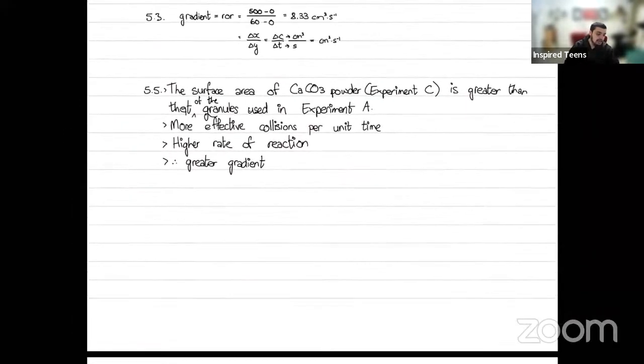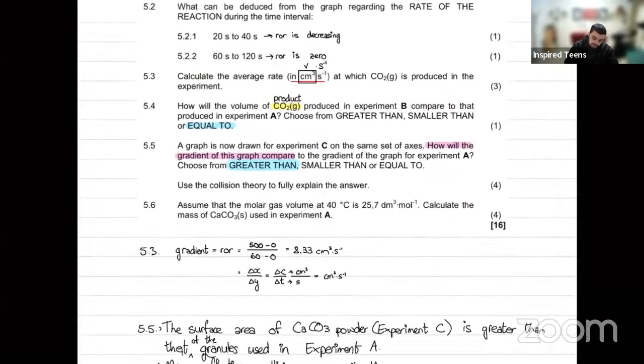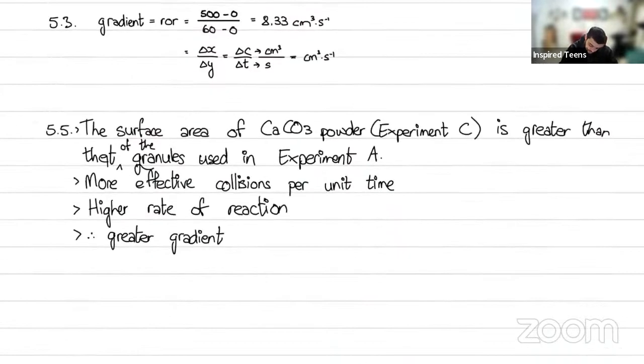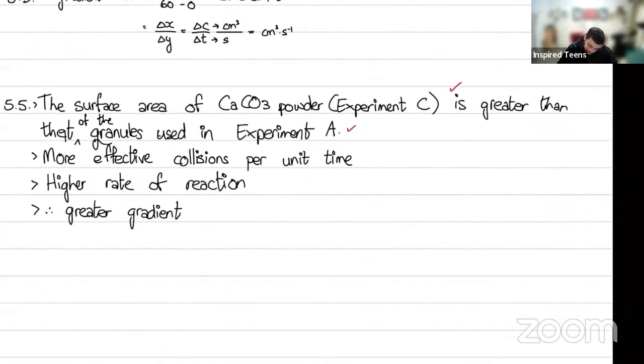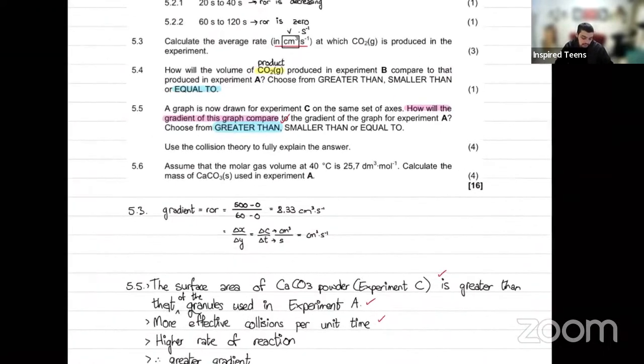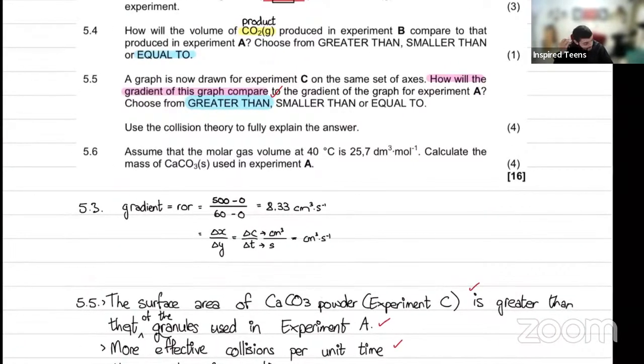So the higher gradient, higher rate of reaction. We know that. We discussed that. So in this case, the gradient of this graph, how does it compare to that of A? It would be greater than. So here you get 1 mark for saying greater than, then you get your 3 marks here. 1, 2, 3 more marks, and in total 4. So yes, that's how you answer this question, right? Using collision theory. Always mention the factor. More particles have sufficient kinetic energy, more effective collisions per unit time, higher rate of reaction. Okay, let's end it there.